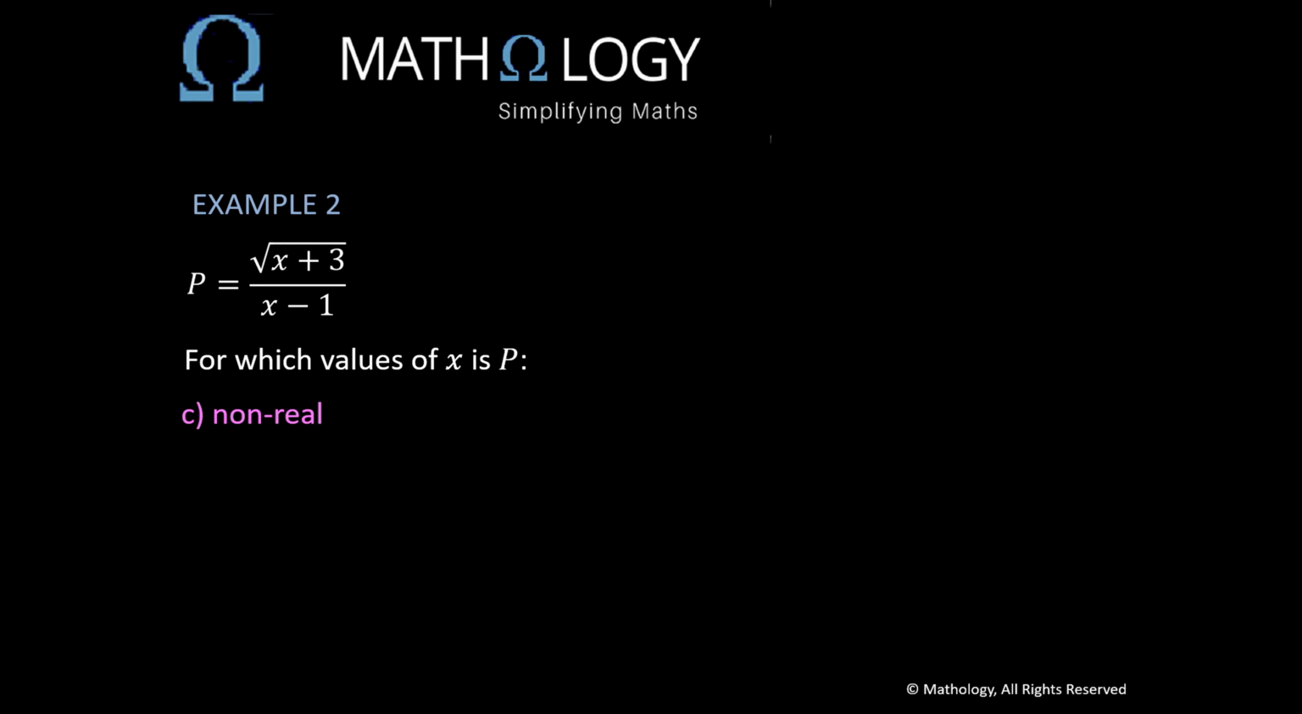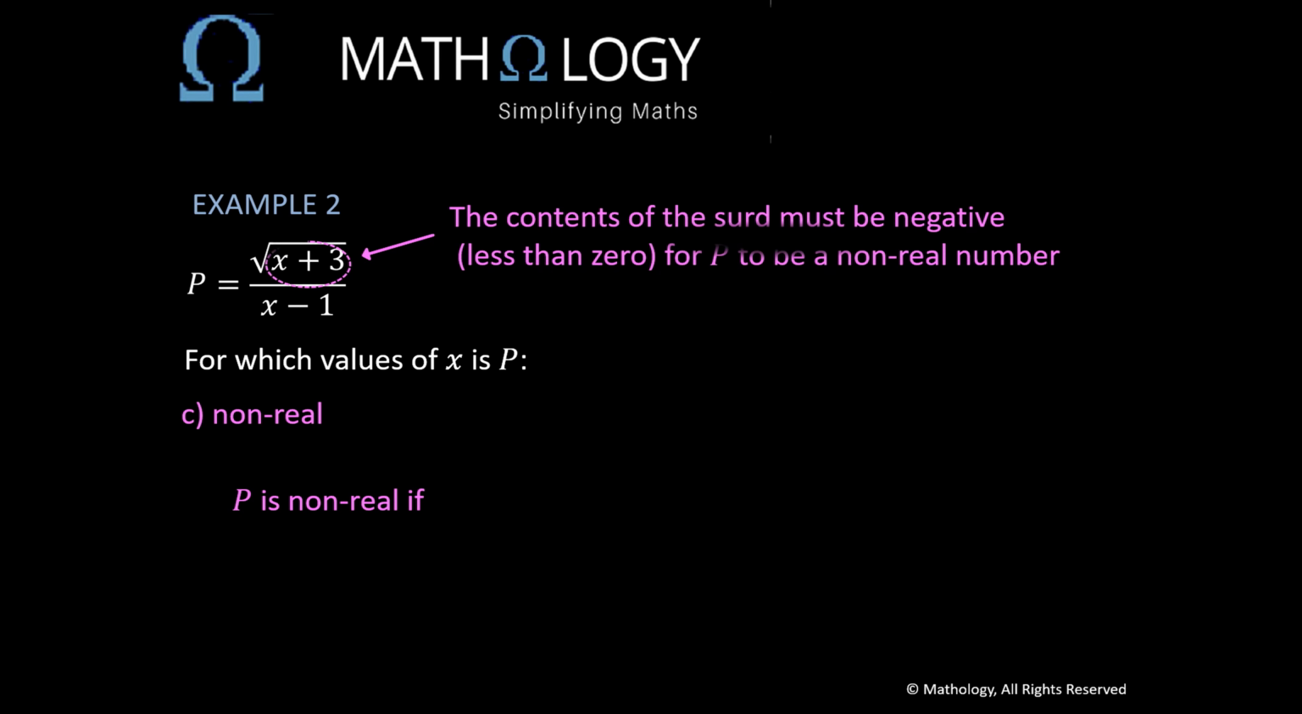For p to be a non-real number, the contents of the surd would have to be negative. In other words, if x plus 3 is less than 0, then p will be non-real. Thus, p is non-real if x is less than minus 3.